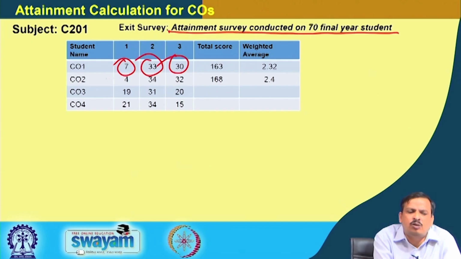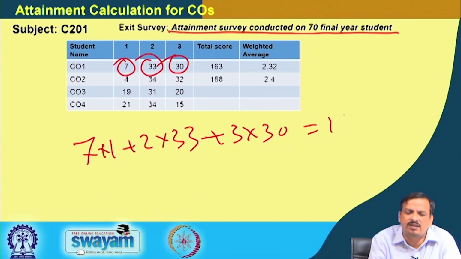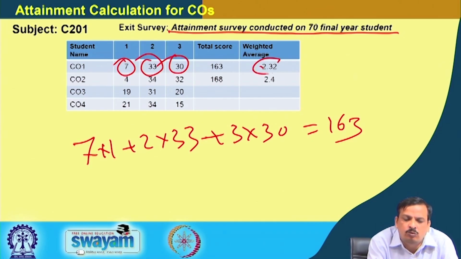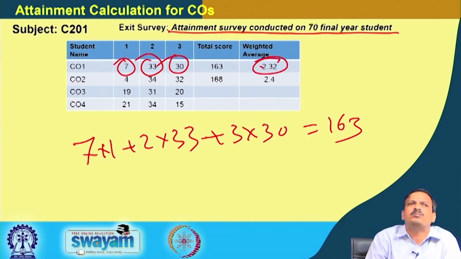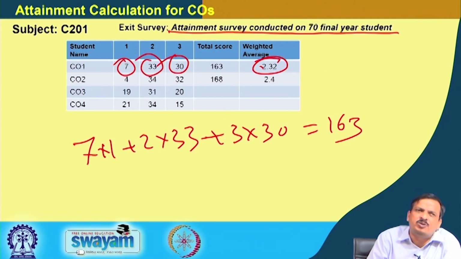So, if I calculate the total score, 7 into 1 plus 33 into 2 plus 30 into 3 is equal to 163, divided by 70, gives me the weighted average 2.32, or the mean opinion I can say. I can say this is the mean opinion of the students about the attainment of CO1.